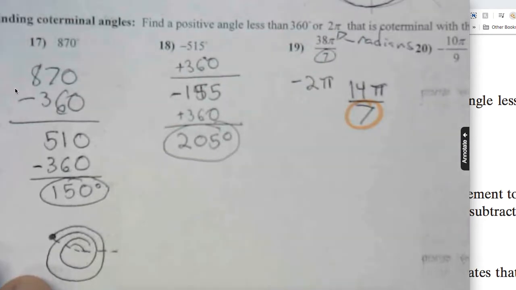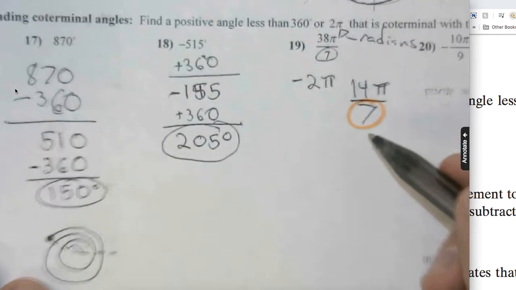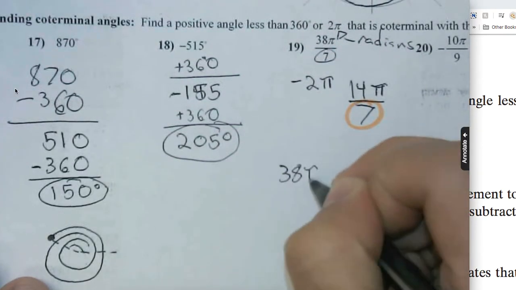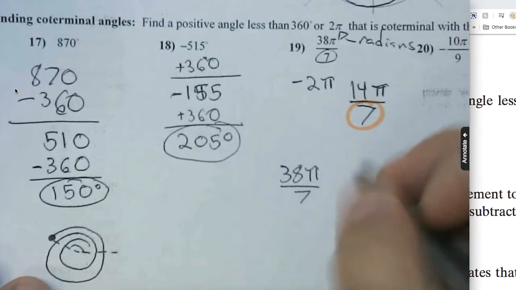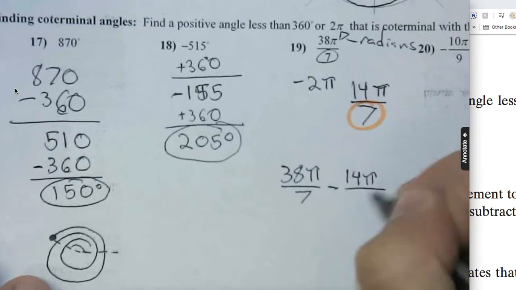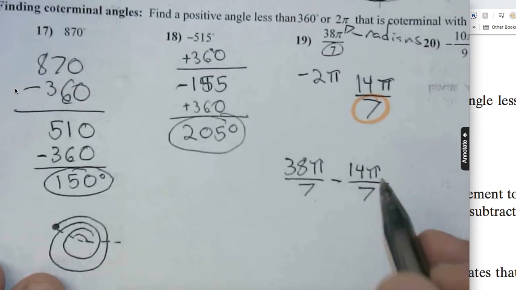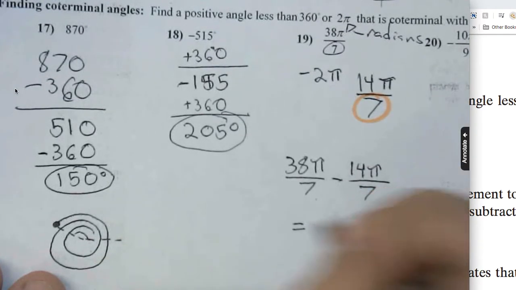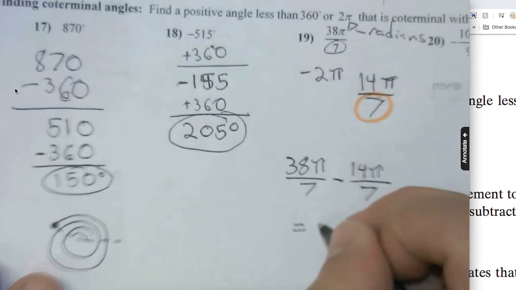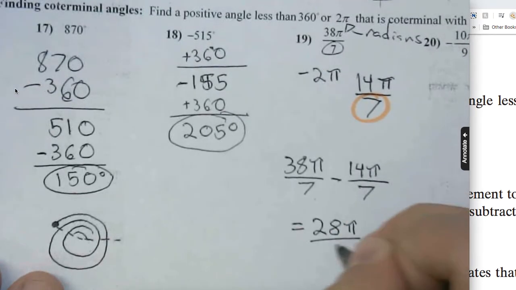All right, well, easy enough. We have this set up here where we're going to be deducting 2 pi. So let's take this to the fraction itself. So we have 38 pi over 7, and we're deducting 14 pi over 7. Our denominators are the same, so we just keep deducting from the top. So this is going to be equal to 38 minus 14. That's going to be 24 pi over 7.